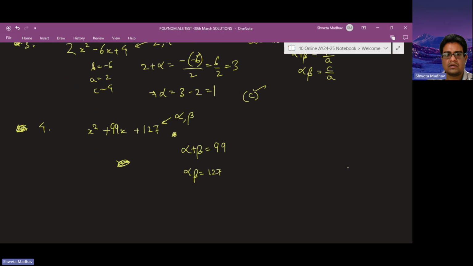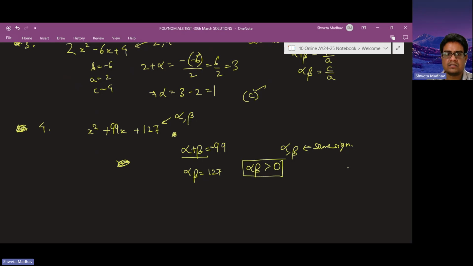So alpha into beta is greater than 0. It means their product is positive. It means alpha and beta should have the same sign. Here alpha plus beta will be equal to minus 99, since it is minus b by a. So alpha and beta should have the same sign, since alpha into beta is greater than 0.